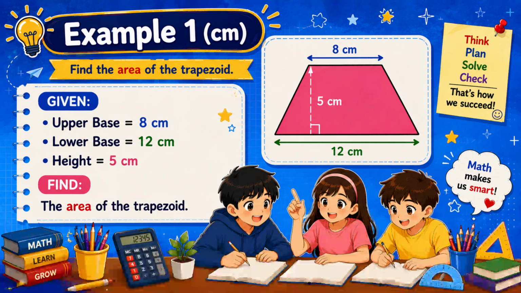Let's solve together. Step 1, add the bases. 8 plus 12 equals 20. Step 2, multiply by the height. 20 times 5 equals 100. Step 3, divide by 2. 100 divided by 2 equals 50. Therefore, the area is 50 square centimeters.